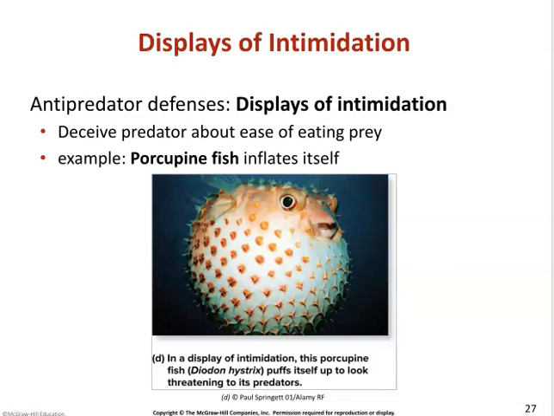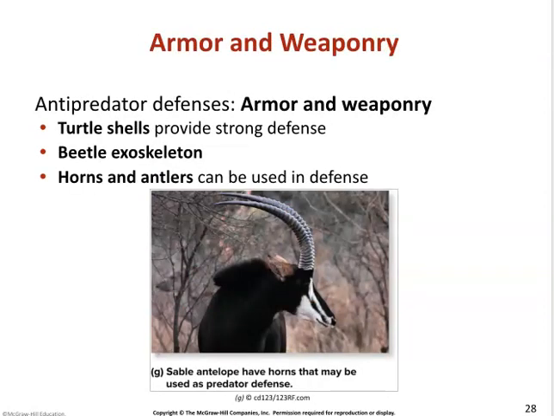Another anti-predator defense is known as intimidation. One example of this would be the pufferfish. A fish swims by a pufferfish and it puffs all up and looks all pointy and huge, and then hopefully its predators will run away.